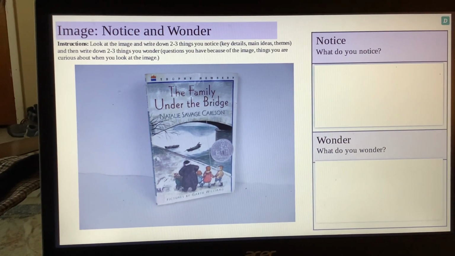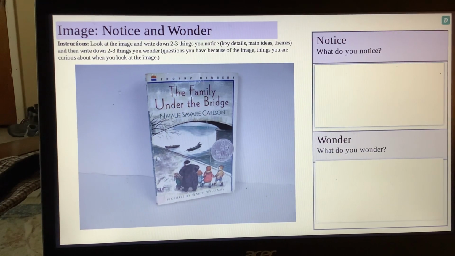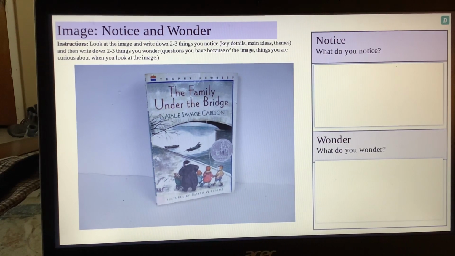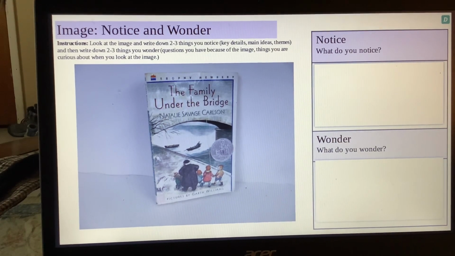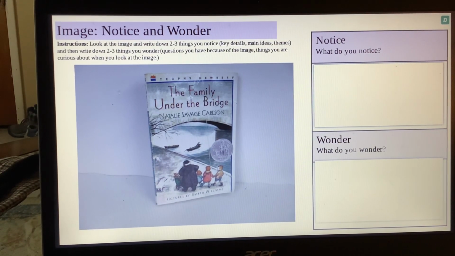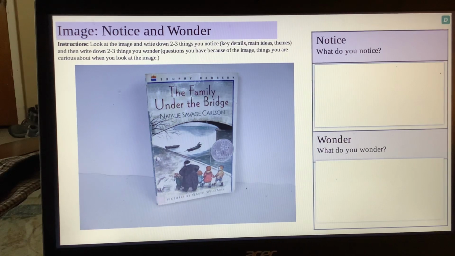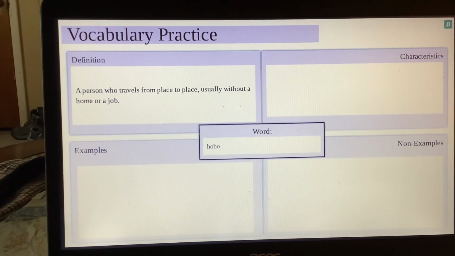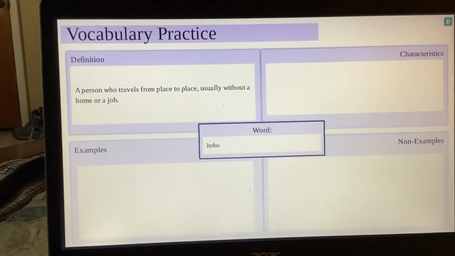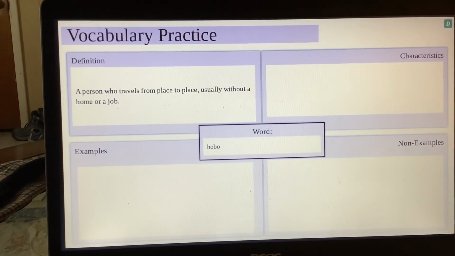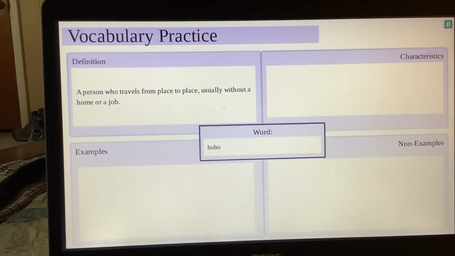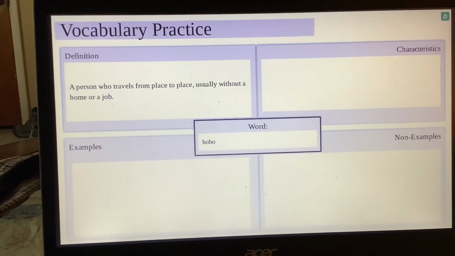And so I introduce just a few words, because there are some words in that first chapter that would either cause me to stop and do the definition as we're reading. But if I do some pre-work on the vocabulary, then the kids have some background knowledge as they go into this first chapter. So the first word that we're going to take a look at is the word hobo. The definition: a person who travels from place to place, usually without a home or a job.